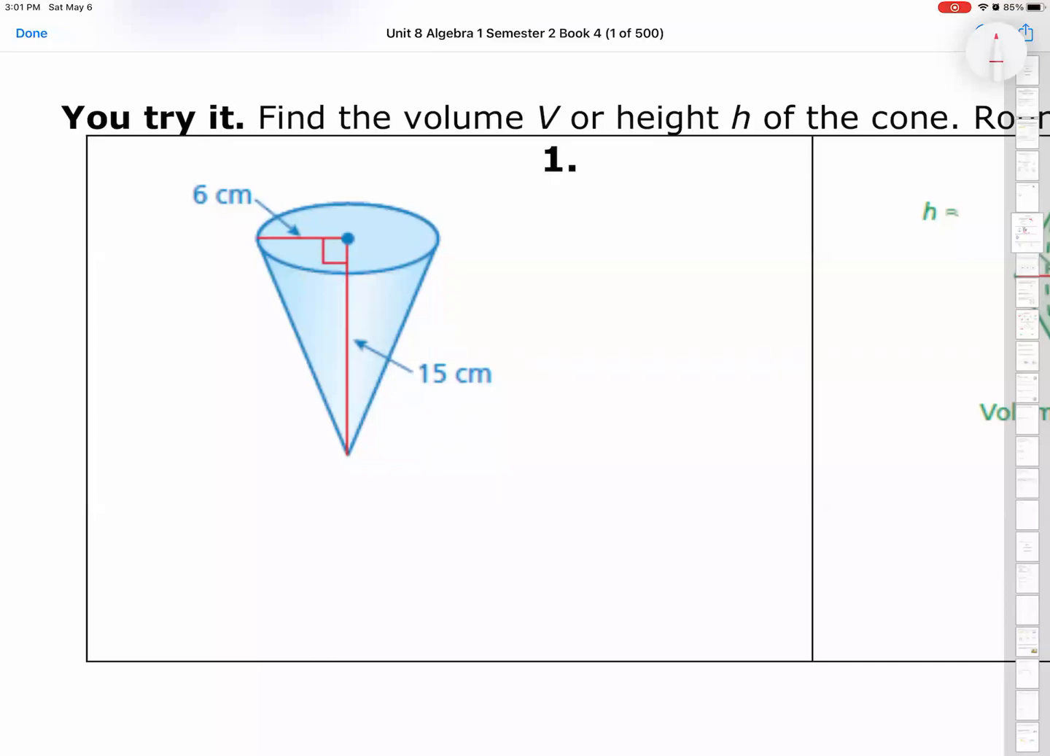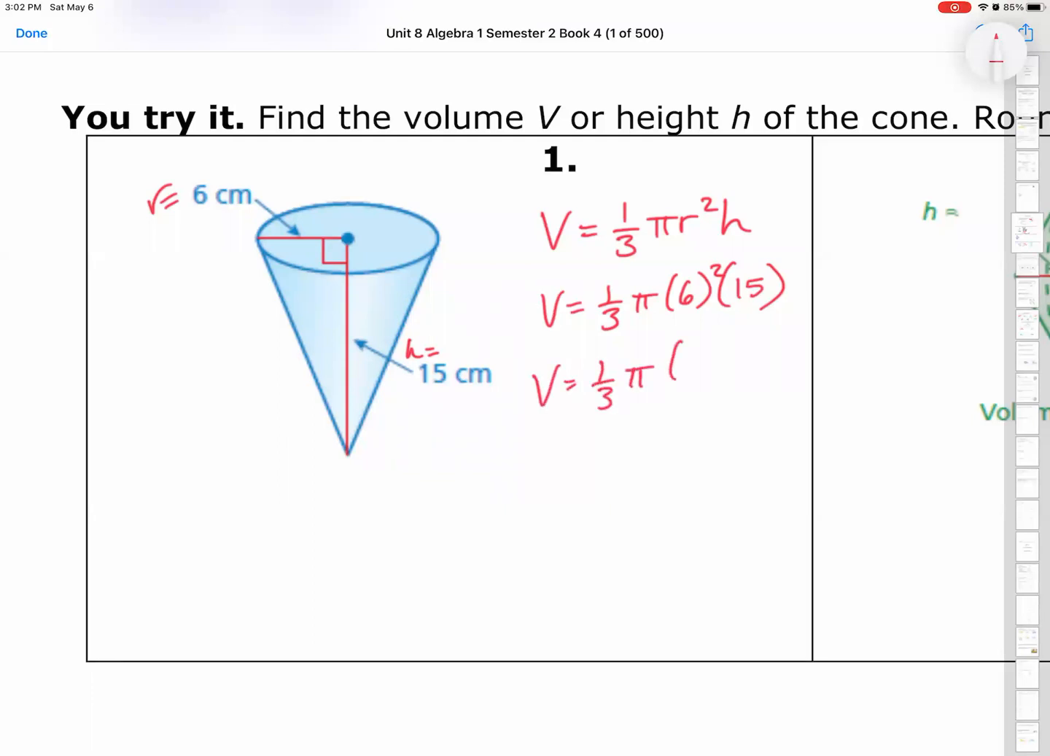All right, so as we look at this one, our radius is 6, our height is 15, and our volume equation for a cone is 1/3 pi r squared times height. Now we plug our values in. We have 1/3 times pi times our radius, 6, squared, times our height, 15. Cleaning this up, we have 1/3 times pi, 6 squared is 36, times 15.